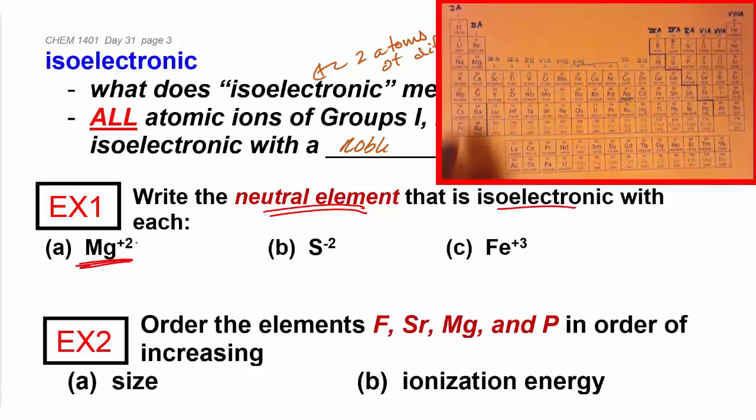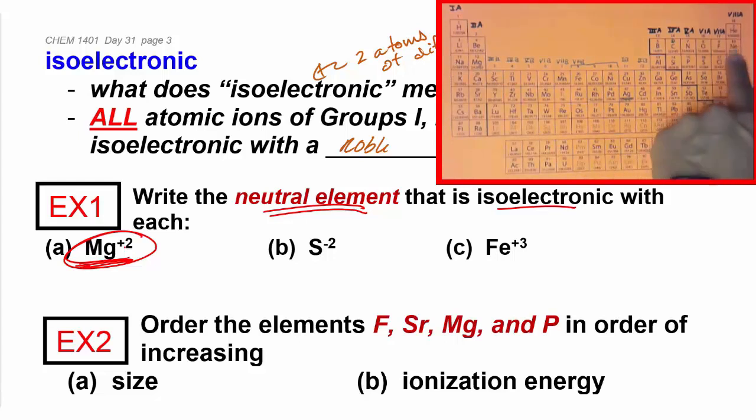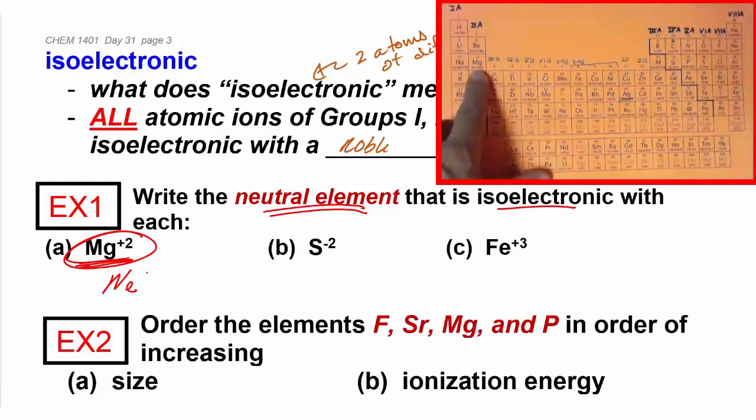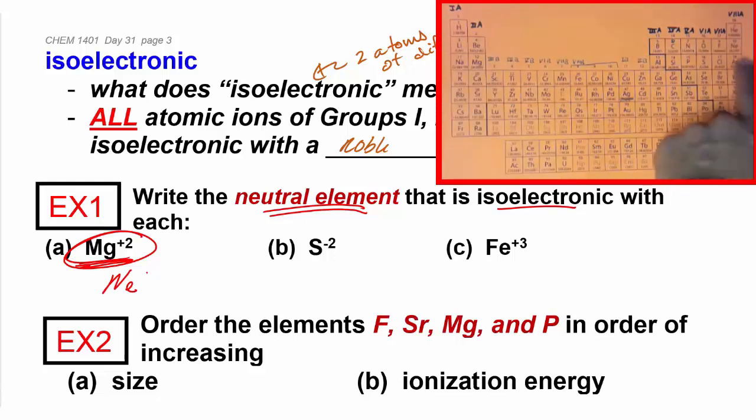Magnesium ion. So here's magnesium. It's plus 2, so you have to lose 2 electrons. So that means magnesium has 12 electrons, lose 2, you're down to 10 electrons, that's neon. So that's why magnesium only loses 2 electrons, because then it's isoelectronic with a noble gas, a very stable electron configuration.